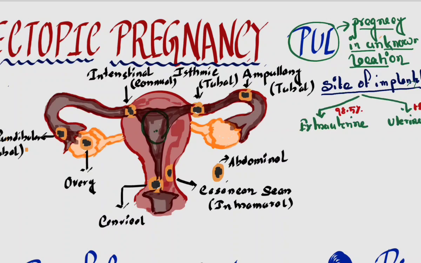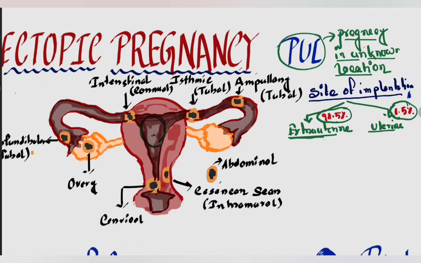The site of implantation is mainly divided into two, that is extrauterine and uterine. Extrauterine implantations occur in 98.5% and uterine implantations occur in 1.5%. Extrauterine implantation most commonly occurs in ectopic pregnancy. Extrauterine means outside of the uterus. So, in extrauterine ectopic pregnancy, implantation may occur in the tubal site, that is 97%.